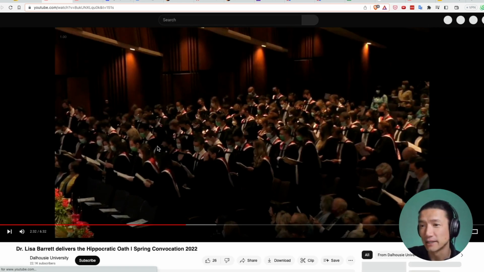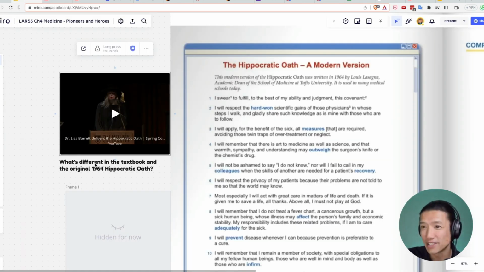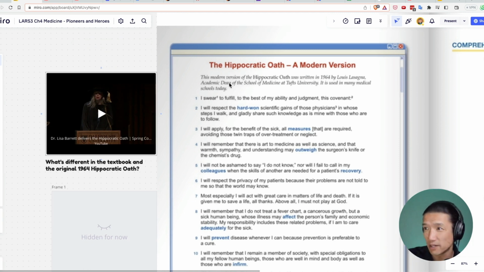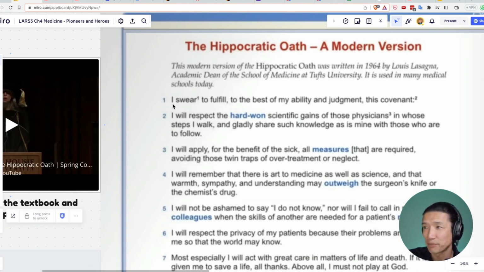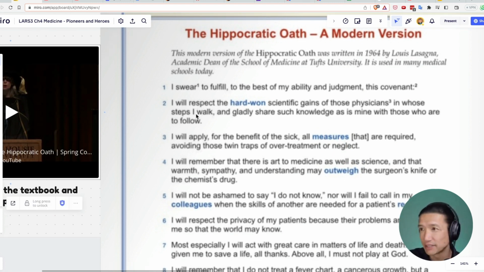Sorry. What I want you to do is see what's different in the textbook and the original 1964 Hippocratic Oath. This modern version of the Hippocratic Oath was written in 1964 by Louis Lasagna. Lasagna, it is lasagna. Delicious. Academic Dean of the School of Medicine at Tufts University. It is used in many medical schools today, and your textbook simplified this a little bit, so look for the differences.